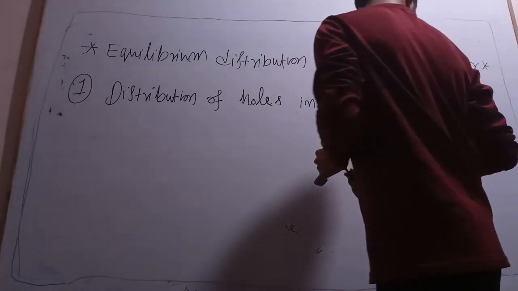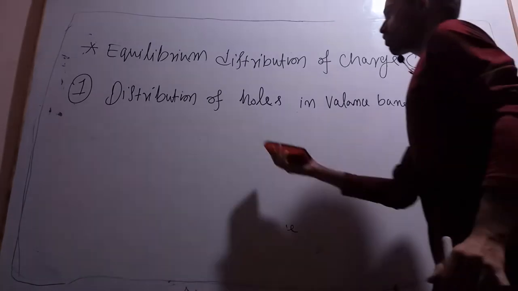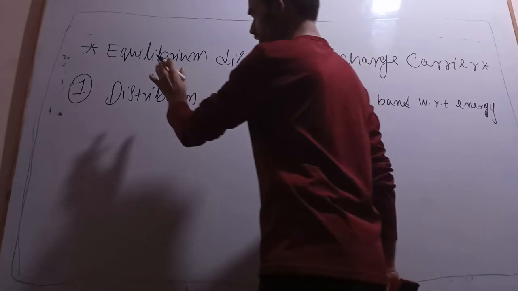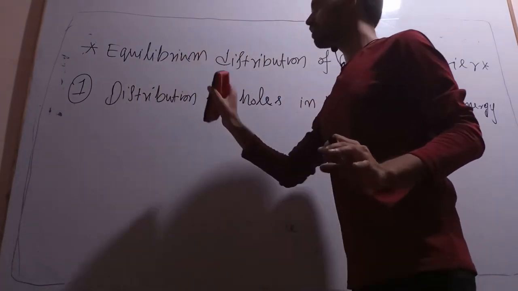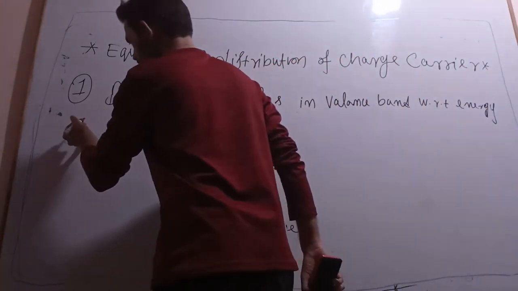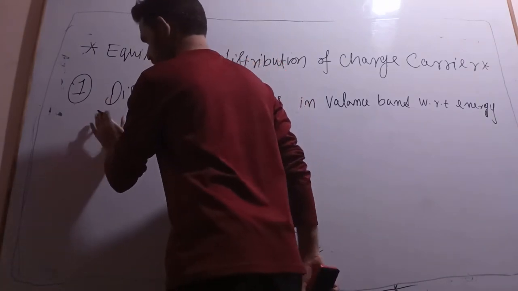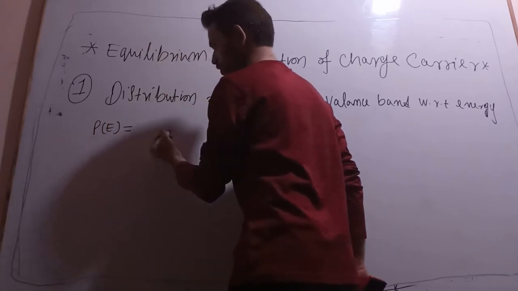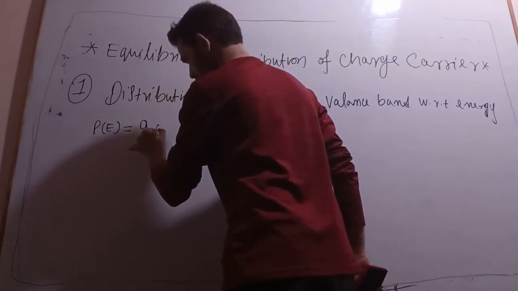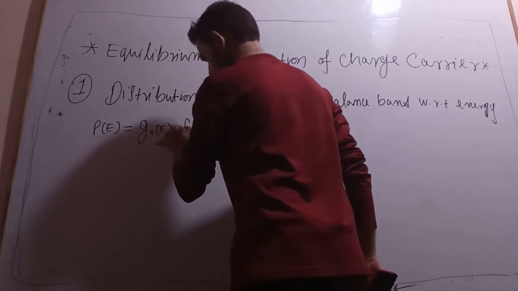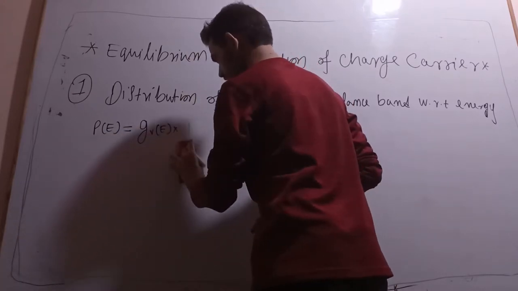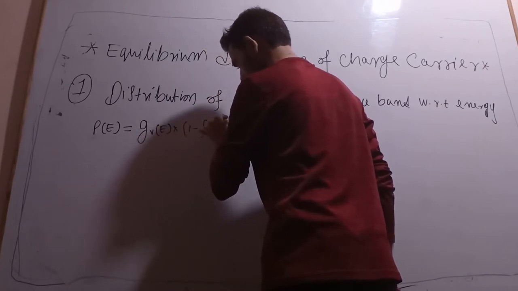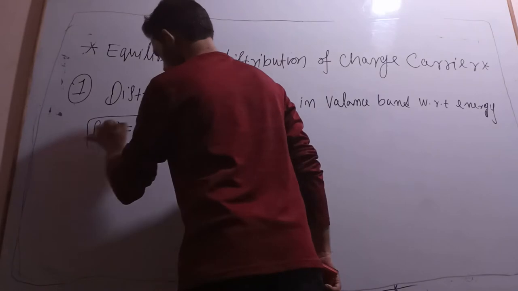Now, the distribution of holes in the valence band is exactly similar to the electron in the conduction band. The difference is that here it is hole concentration, P of E. P of E is equal to G V of E into F of G V of E into 1 minus F of E. So this is my equation number 2.